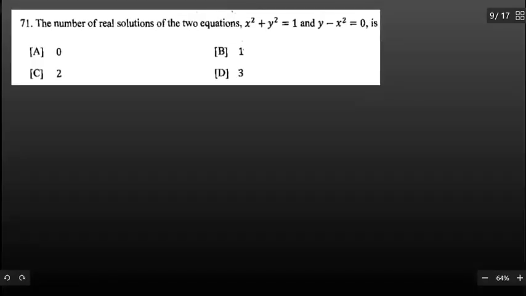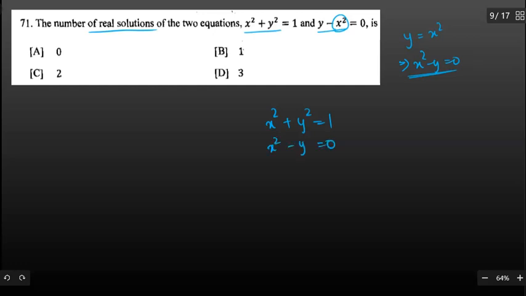Now let's move to the next question, and the question is, the number of real solutions for the two equations x square plus y square equals 1, and y minus x square equals 0. So we can write y equals x square, or x square minus y equals 0. Just we have to put this equation here, x square minus y equals 0. And if you subtract the ones, then what will happen? X square and x square get cancelled.